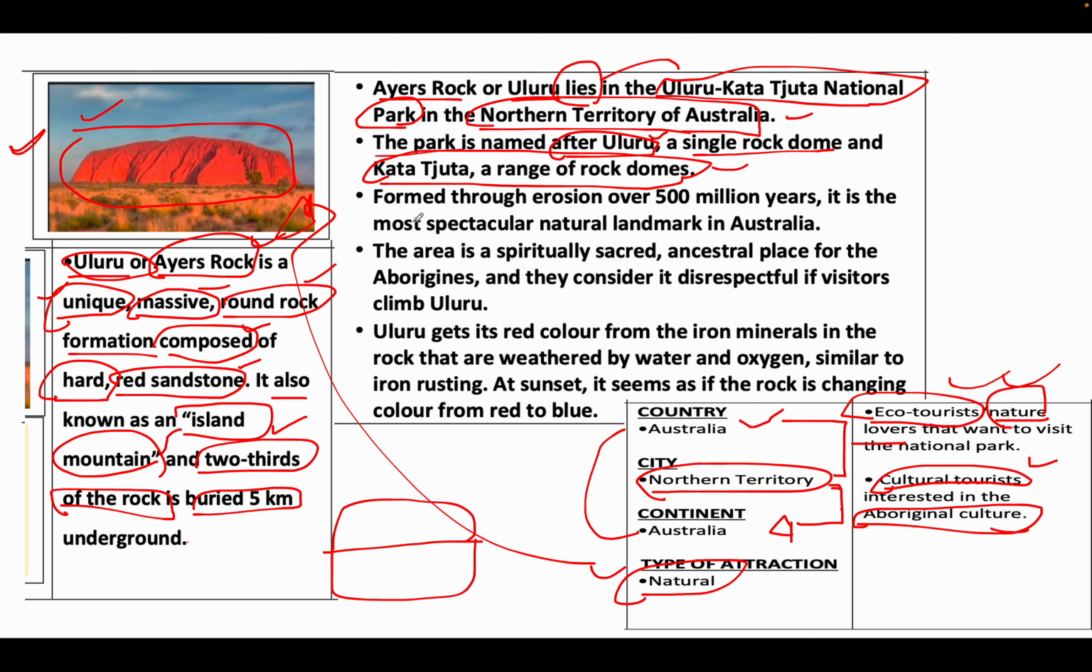So it is believed that this rock was formed through erosion, like the upper layer of the soil being eroded. It is believed it's over 500 years ago that this erosion took place, and Uluru was discovered. It is the most spectacular in terms of its beauty and as a natural landmark in Australia. So it's very unique.